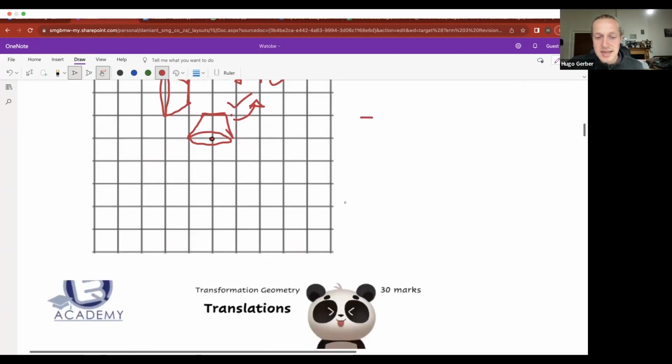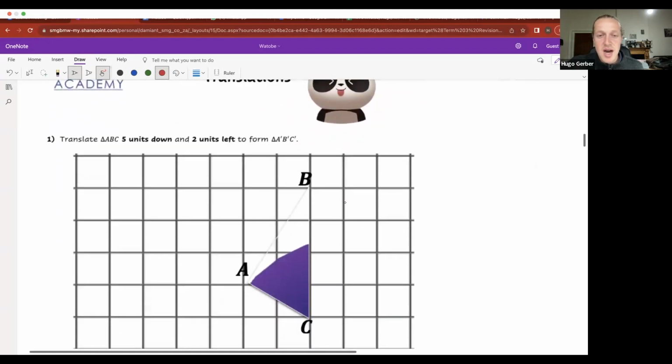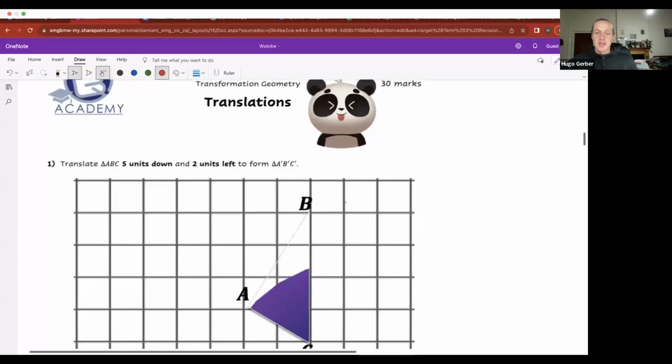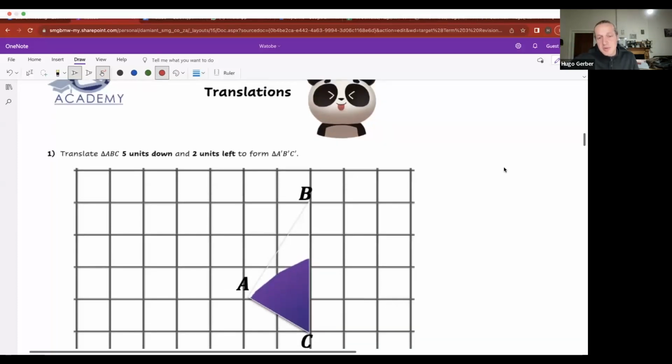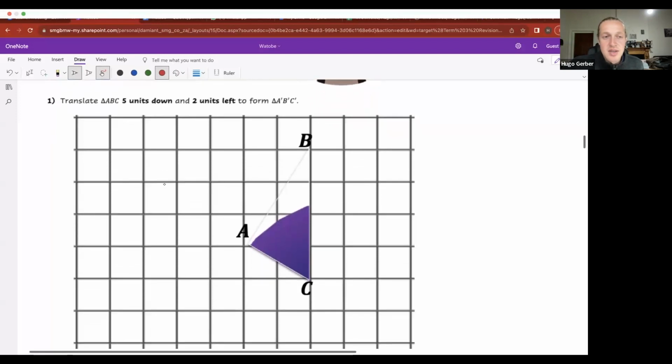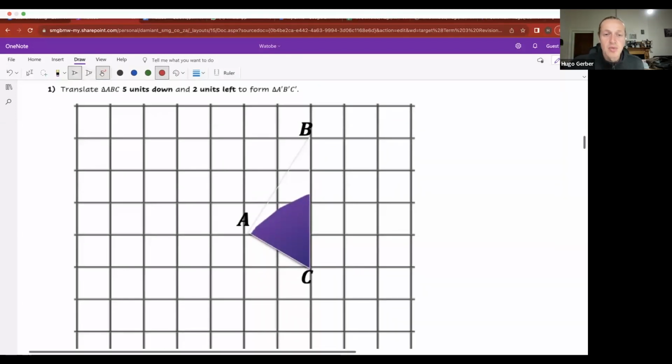Okay, let's scroll down. Translations. Guys, this is something that we've also done before, obviously, because it's a revision class tonight. So we need to translate the original. That's why there's no primes. Original triangle ABC, we need to translate 5 units down, 2 units left to form triangle A prime, B prime, C prime. Remember, guys, it's always the one that we create that's going to turn into the A prime, B prime, C prime. The original is A, B, C, straightforward.